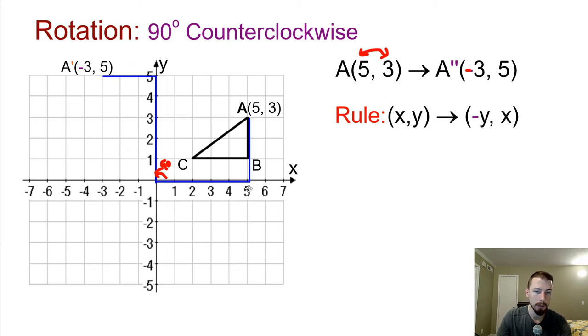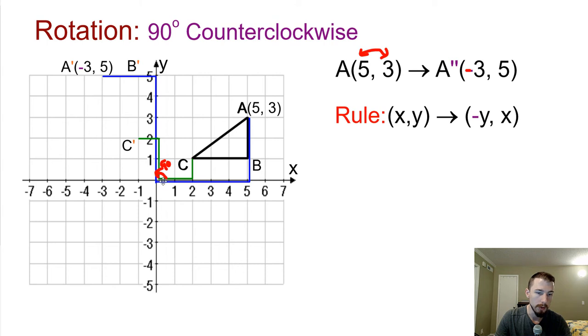We could apply that rule to 5 and 1. So 5 and 1 is going to turn into -1, 5, which would be this point right up here. So that's going to be our B prime. And then the point 2 and 1 is going to turn into -1 and 2, which is going to be that point right there.